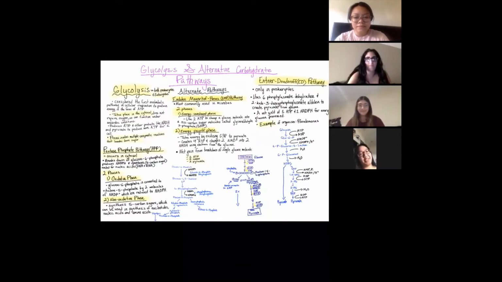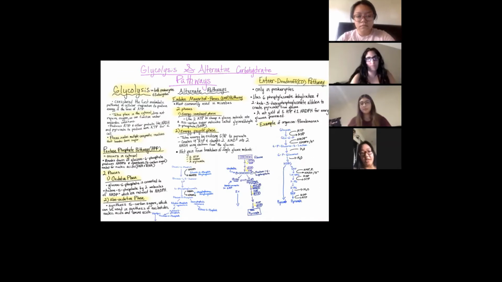So our topic is glycolysis and alternate carbohydrate pathways. Glycolysis is considered the first metabolic pathway of cellular respiration to produce energy in the form of ATP. And it takes place in the cytosol. It does not require oxygen, so it can function under anaerobic conditions.